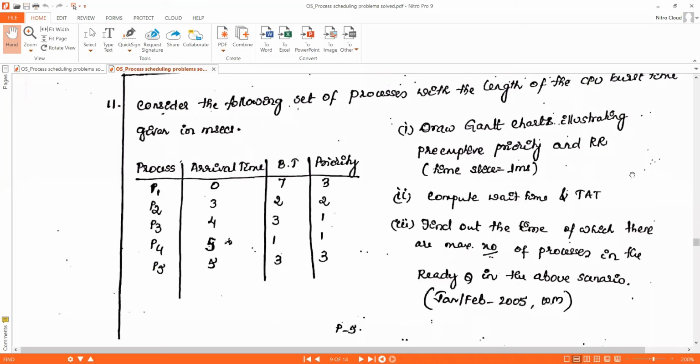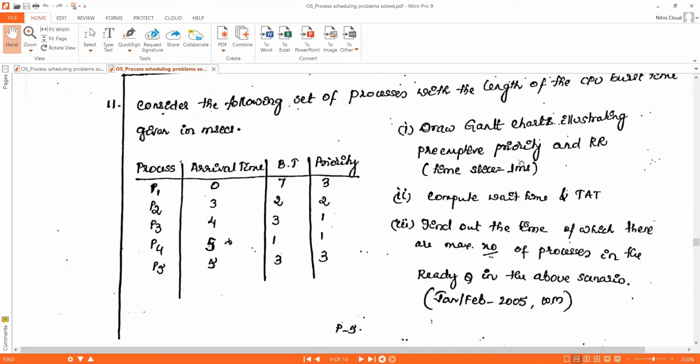And here they have asked us to solve this problem by using preemptive priority and round robin scheduling. For the round robin scheduling, they have given the time quantum, that is time slice, equal to 1 millisecond. That means every process should be executed by the CPU for 1 millisecond. Process 1 executes for 1 millisecond, then process 2 executes for another millisecond, process 3 will execute for another millisecond. Like that, all the processes will get an equal share of CPU.